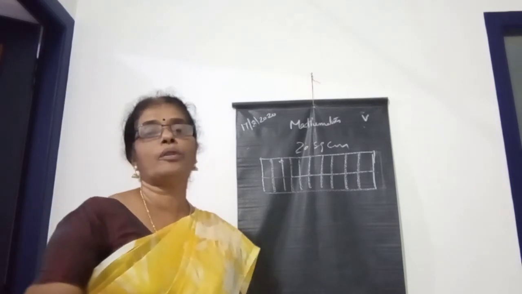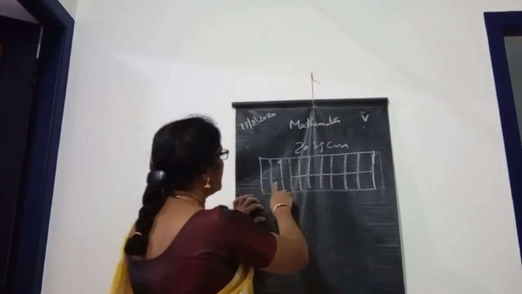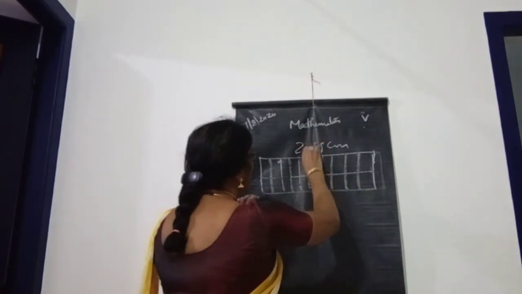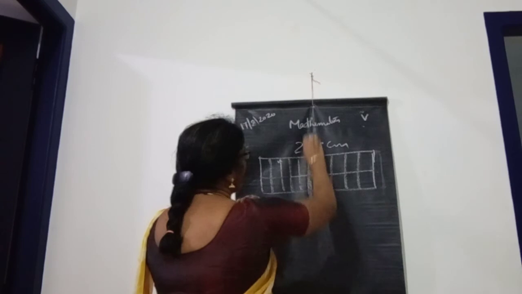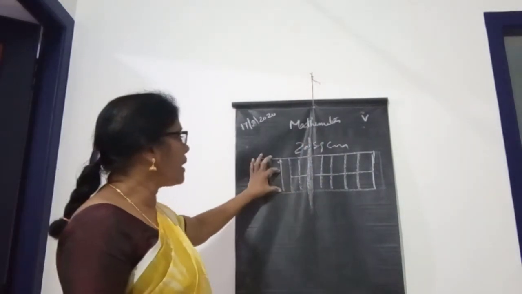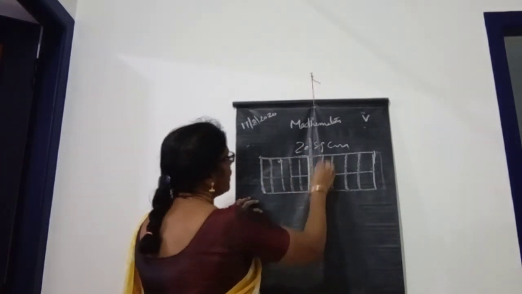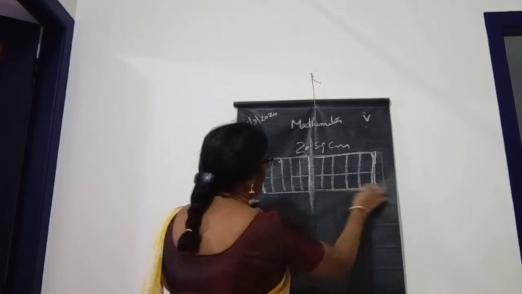Then how can you draw the line, children? You can draw the line in the center. 1, 2, 3, 4, 5. You can draw a line like this, and then you will get two equal smaller rectangles. That is two parts, isn't it?